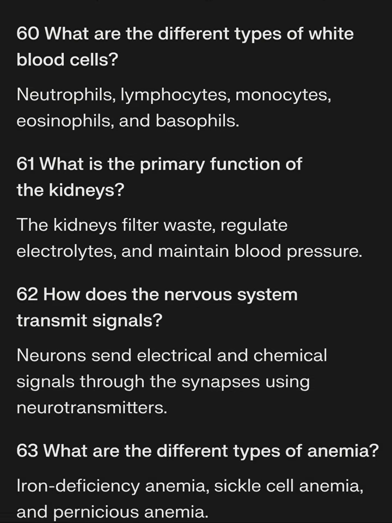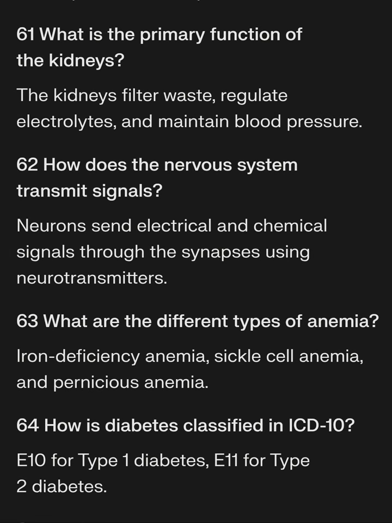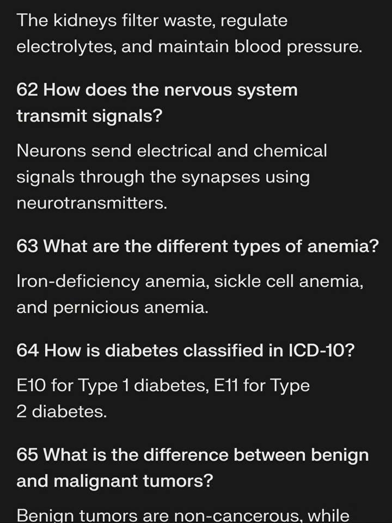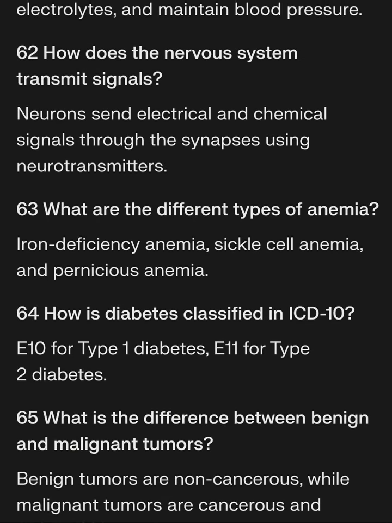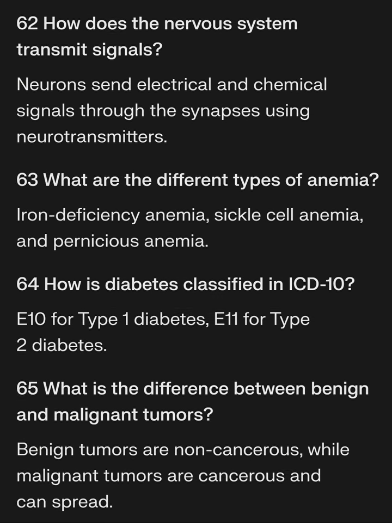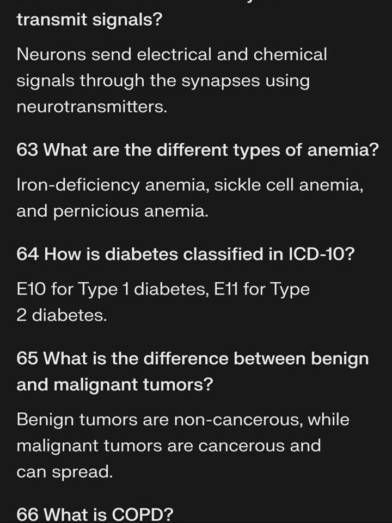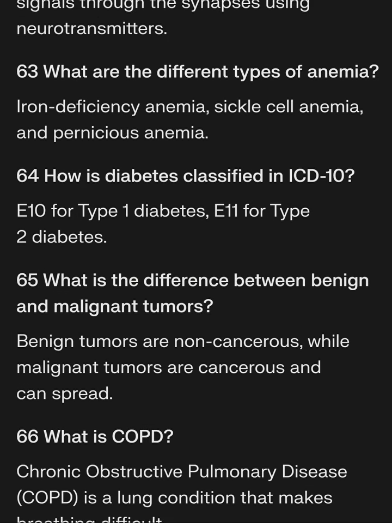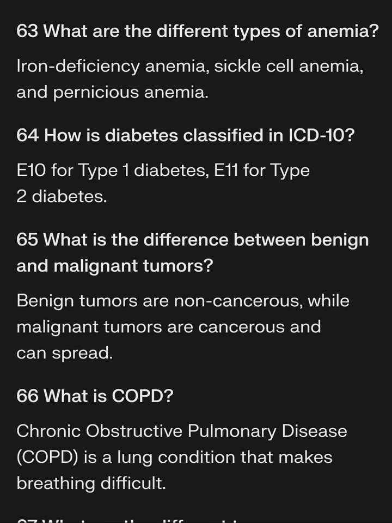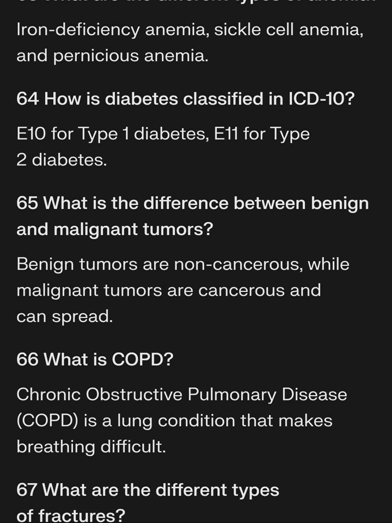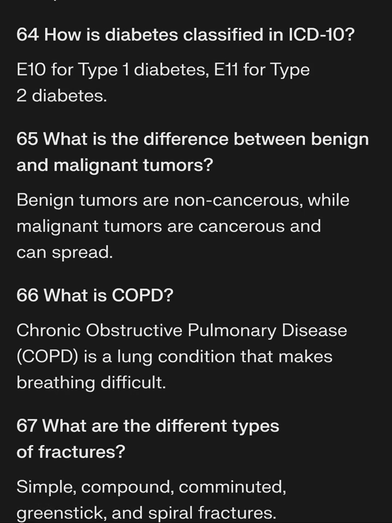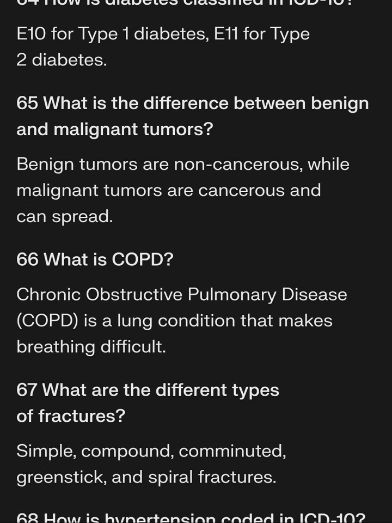61. What is the primary function of the kidneys? The kidneys filter waste, regulate electrolytes, and maintain blood pressure. 62. How does the nervous system transmit signals? Neurons send electrical and chemical signals through the synapses using neurotransmitters. 63. What are the different types of anemia? Iron deficiency anemia, sickle cell anemia, and pernicious anemia. 64. How is diabetes classified in ICD-10? E10 for type 1 diabetes, E11 for type 2 diabetes.